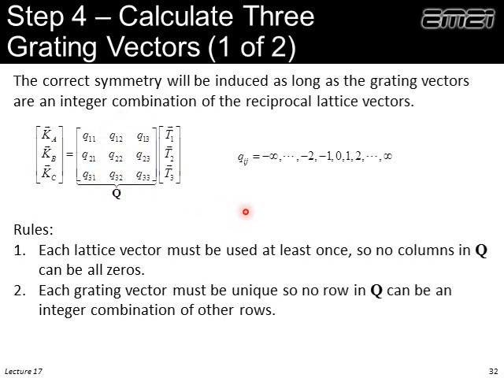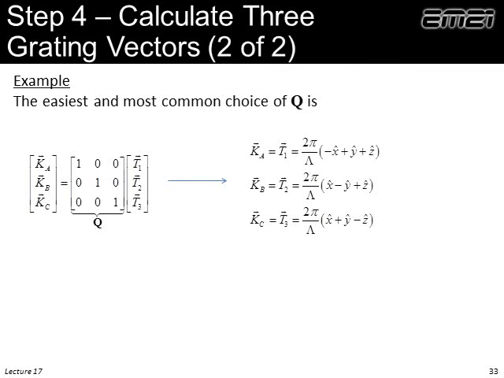Now there are some rules here. Each lattice vector has to be used at least once. We can't ignore them, which means that there are no columns in that Q matrix that can be all zeros. Also, each of our grating vectors, A, B, and C, has to be unique. So there can't be any row in Q that is some integer combination of the other rows in Q. So they have to be unique. The easiest choice of Q is to do the most obvious thing, and we'll just say that the grating vectors are those translation vectors that we calculated. But I do want to point out that is not the only option, and we'll come back to why we want more freedom here in a minute.